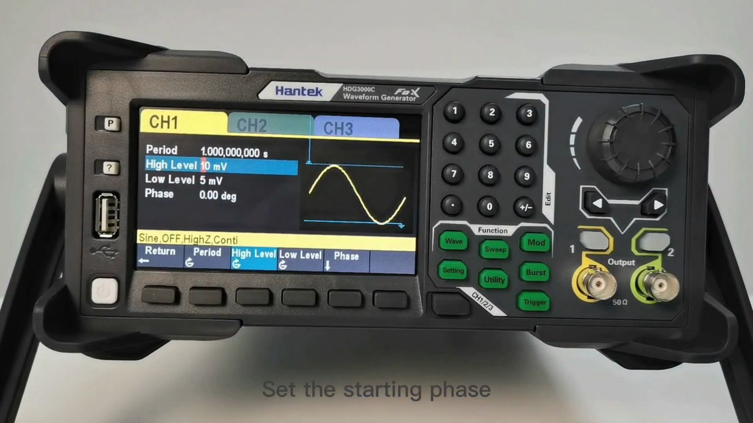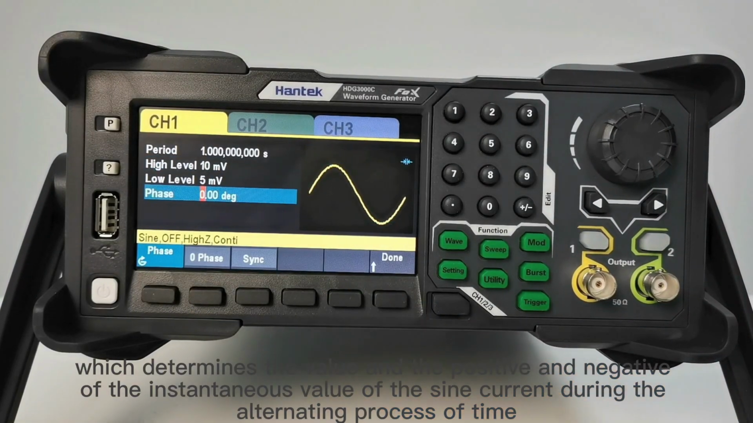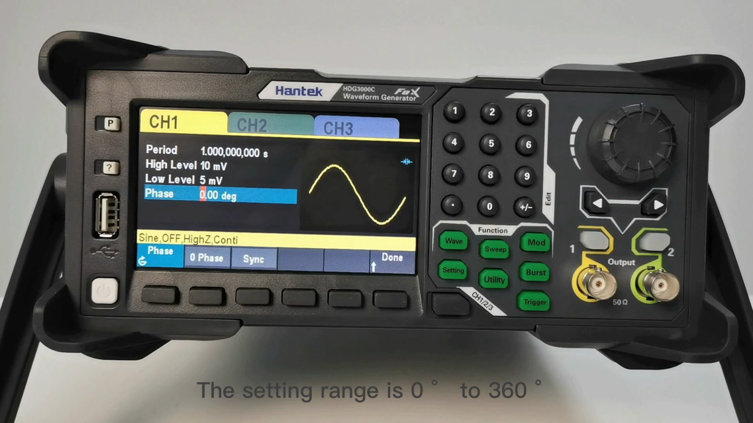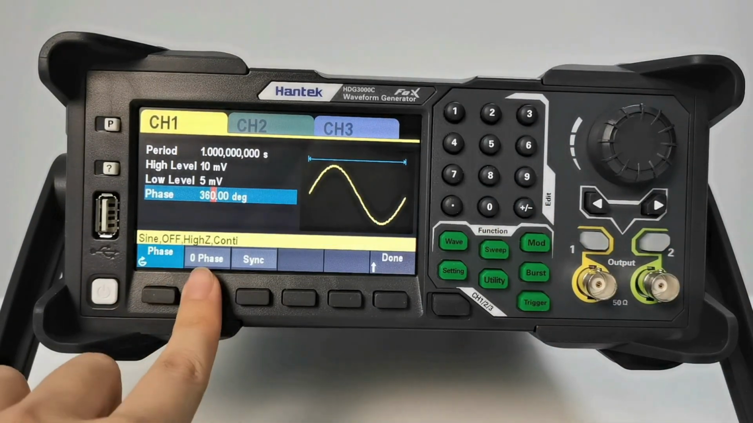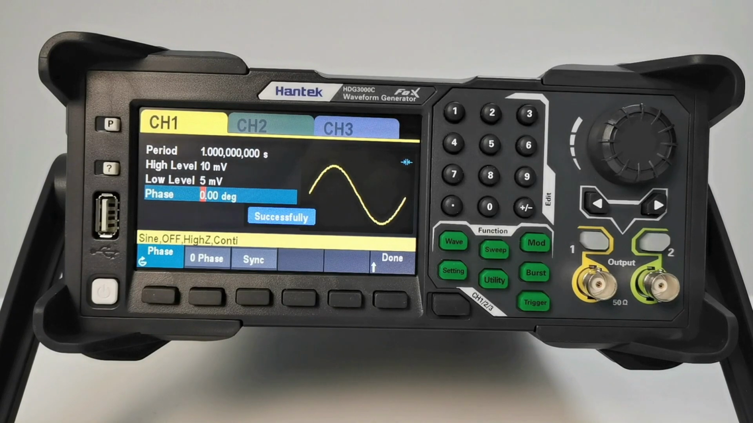Set the starting phase, which determines the positive or negative value of the instantaneous value of the sine current during the alternating process of time. The setting range is 0 degrees to 360 degrees. Zero phase quickly sets the phase to 0 degrees.